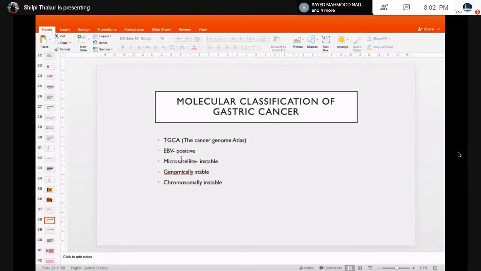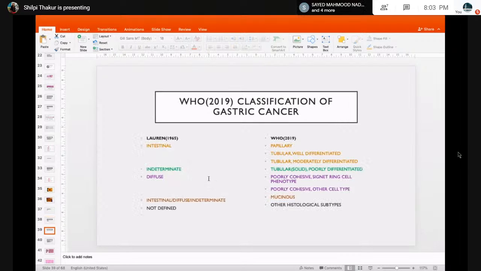The other type of classification is the molecular classification of gastric cancer, which is proposed by the Cancer Genome Atlas, and which is divided into 4 types: EBV positive, microsatellite unstable, genomically stable, and chromosomally unstable. So these are the 4 molecular subtypes of gastric cancer. Now, there have been some changes in the WHO 2019 classification of gastric cancer.